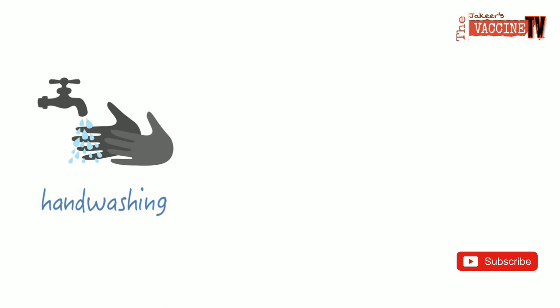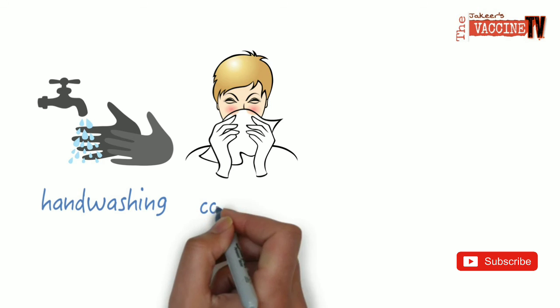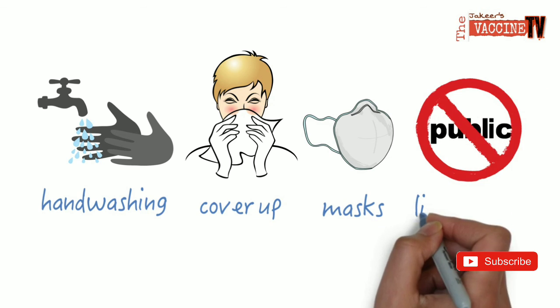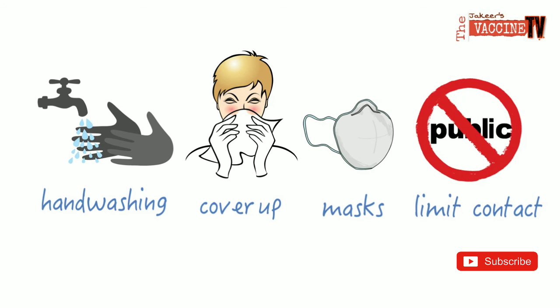Other ways to protect against the flu are hygiene measures like washing your hands regularly and covering your mouth and nose when sneezing. Masks, if worn properly, can also reduce transmission. People with the flu should limit contact with others to prevent spreading the infection.